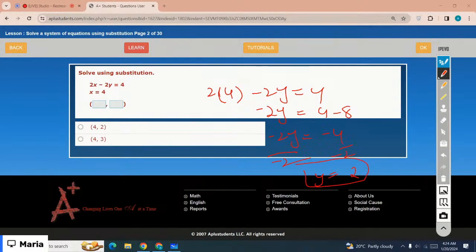So you are given x equals 4 and y equals 2. So the solution of the system of equations is 4 and 2. Right? Option number 1 is the correct option. The correct option is 4, 2. Got it?